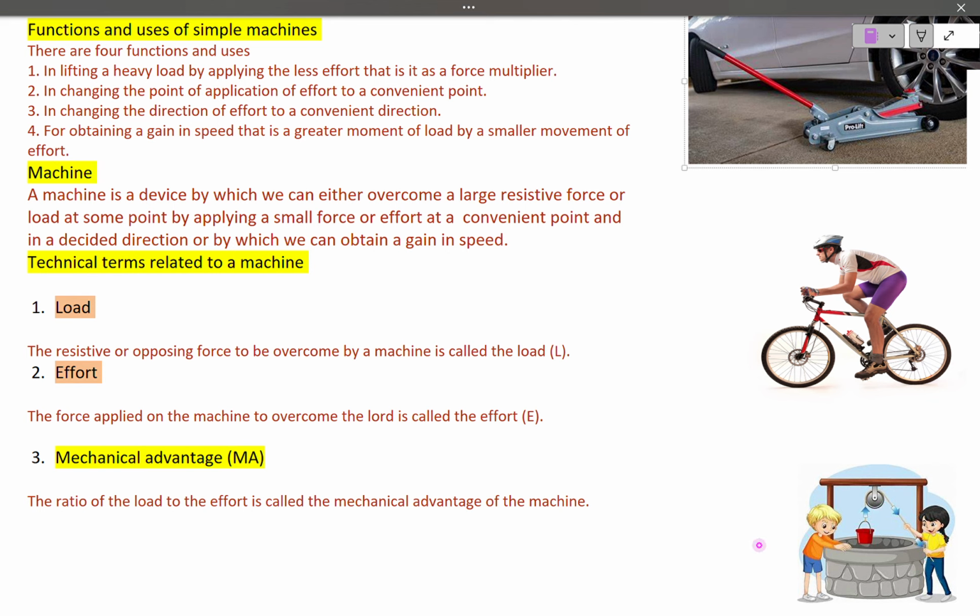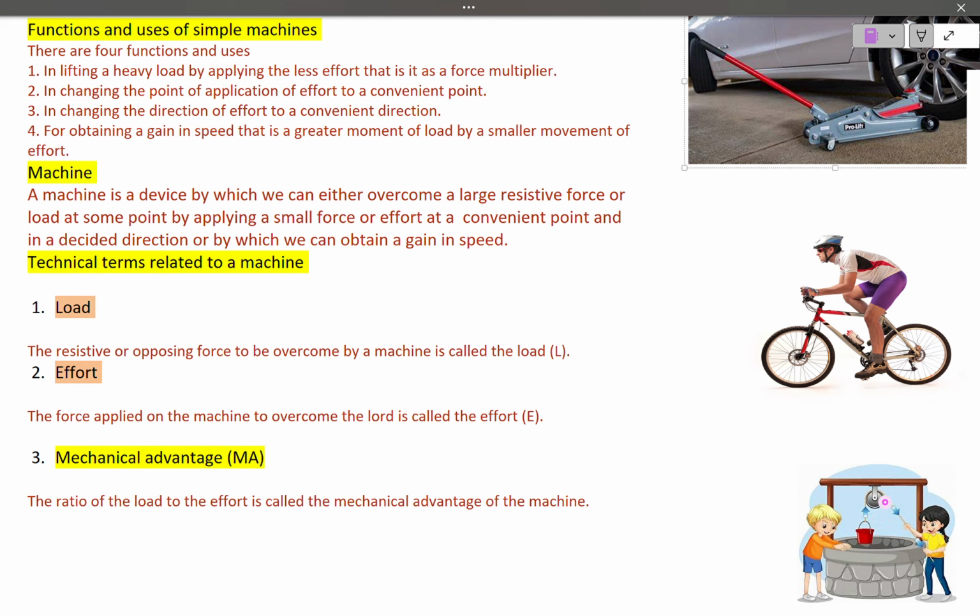Example, in this figure you can see two kids, one boy and one girl. They are standing near the well, and that girl is lifting up the water from the well. So in order to lift up the water from the well, the effort has to be applied upwards. Here you can see the effort direction. Here we need to lift up in the upward direction.